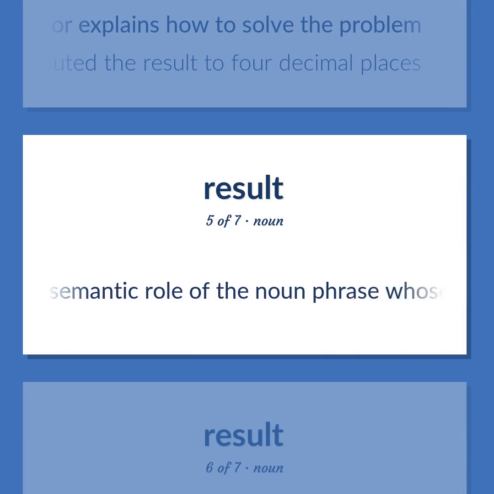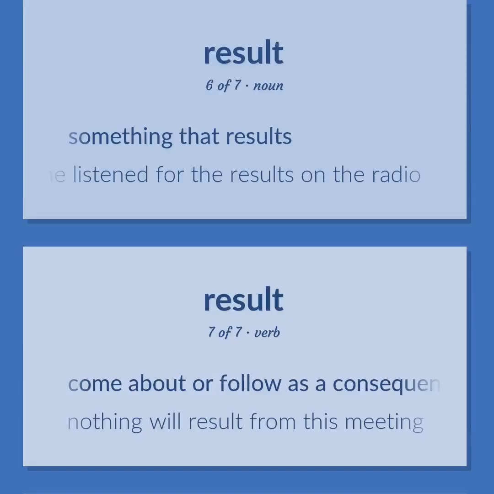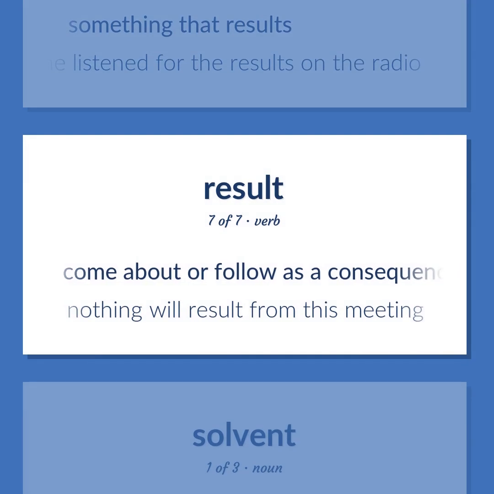The semantic role of the noun phrase whose referent exists only by virtue of the activity denoted by the verb in the clause. Something that results. He listened for the results on the radio. Come about or follow as a consequence. Nothing will result from this meeting.